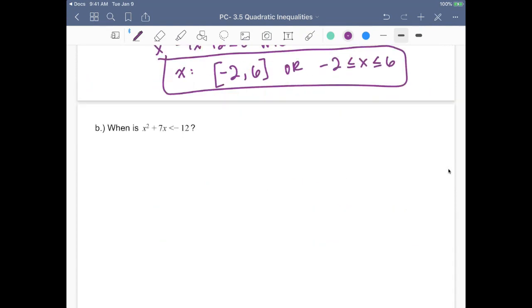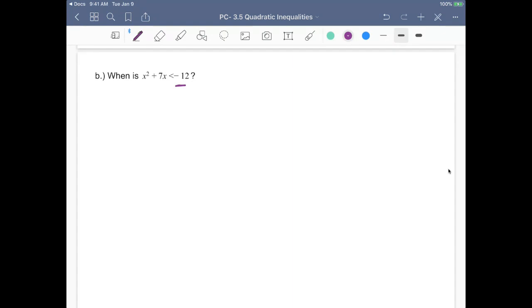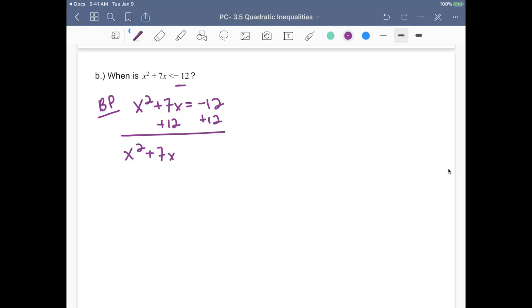When is x squared plus 7x less than negative 12? Okay, we're going to do the same thing, except this time we have a c value here. What we're going to do is make an equality, so our boundary points first. So x squared plus 7x is equal to negative 12. Next, solve the quadratic for the x-intercepts. Plus 12 is equal to 0. So we use big X to get our x-intercepts or quadratic formula.